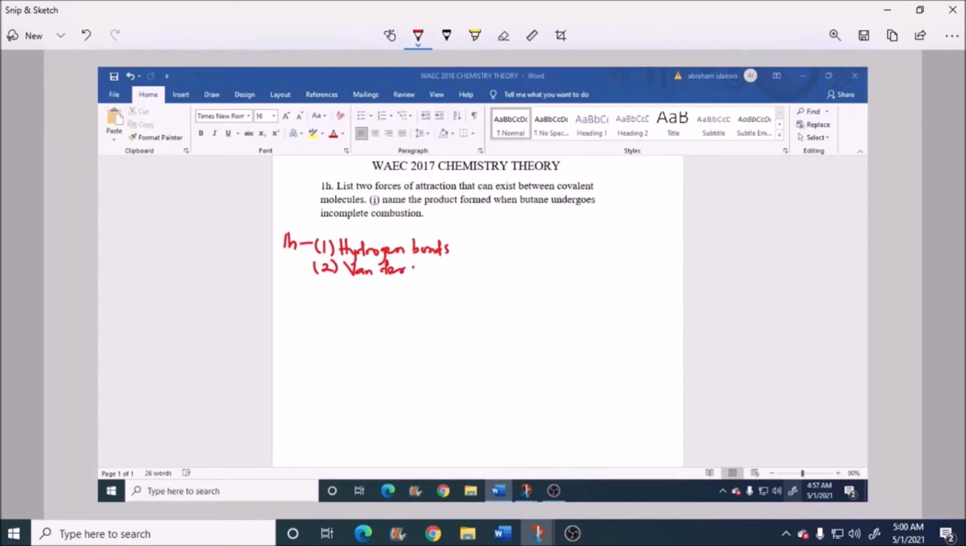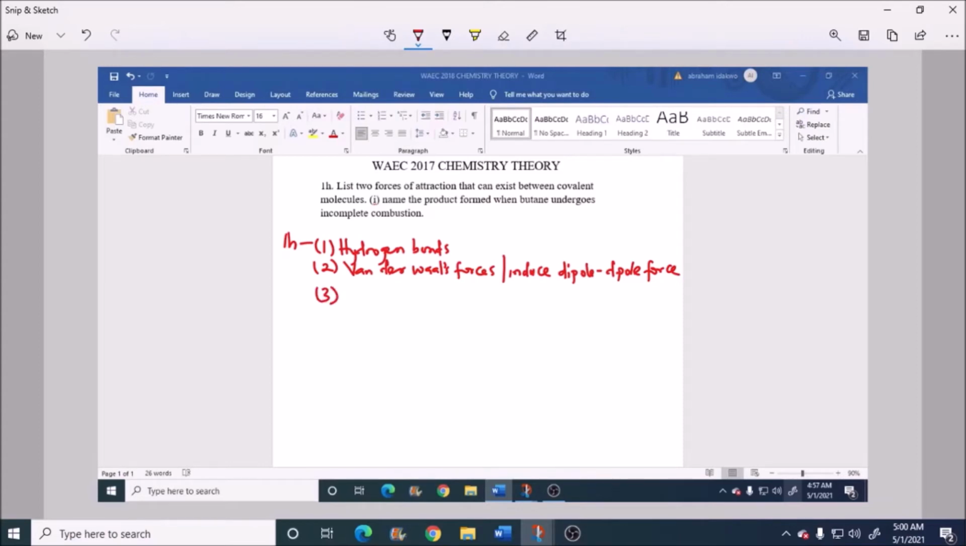So it's one of the forces that exist between covalent molecules. Van der Waals forces, or we call it induced dipole forces. So this is one of the forces that exist between covalent molecules.